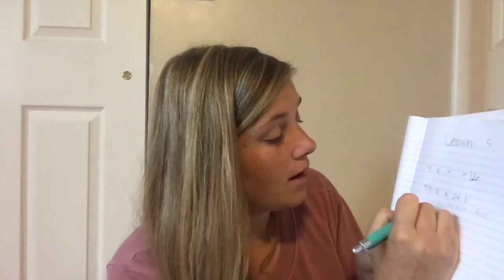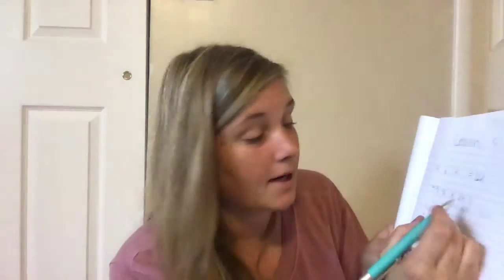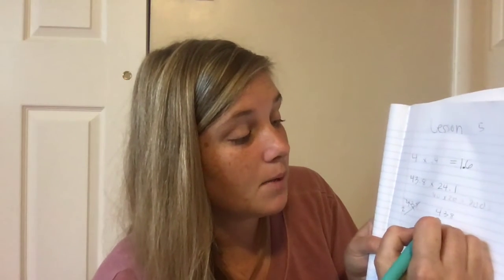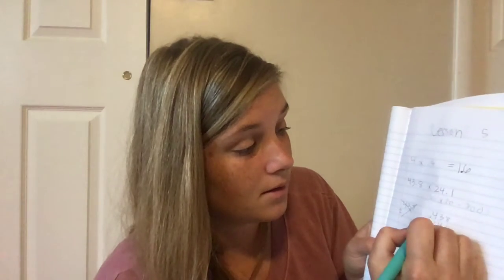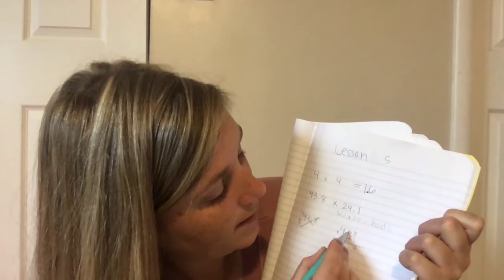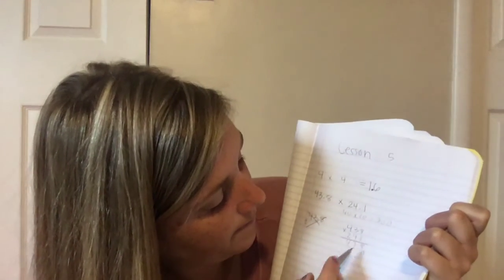So now what we do is we multiply it out. We multiply it without the decimals, okay? So we go 438 times, I wrote that wrong, sorry. 438 times 241, okay? So let's multiply that out, shall we? 1 times 8 is 8. 1 times 3 is 3. 1 times 4 is 4. We put our 0 here.